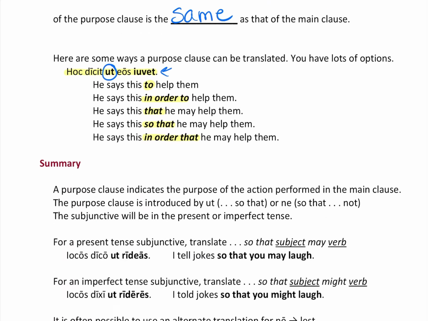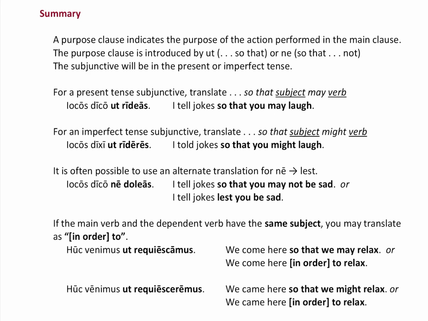All right, so let's review. A purpose clause indicates the purpose of the action performed in the main clause. Remember, the main clause can stand alone, but the dependent clause just usually gives us some more information. The purpose clause is introduced by ut, which means so that, or ne, so that not. Now, the subjunctive will be in the present or imperfect tense. So for present tense subjunctive, translate so that subject may verb.